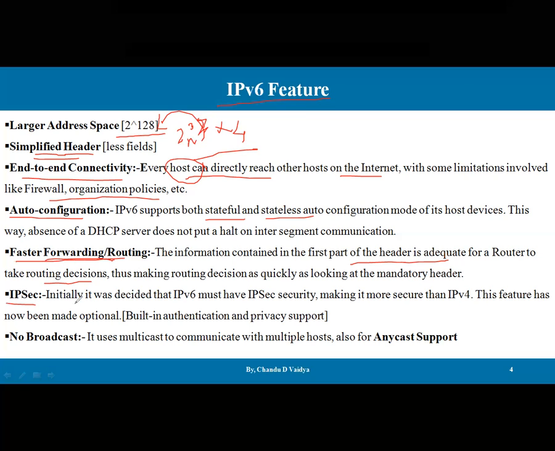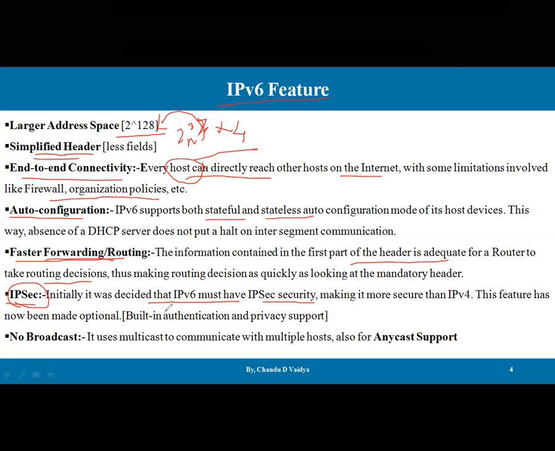Then IPsec, Internet Protocol Security. Initially, it was decided that IPv6 must have IPsec security, making it more secure than IPv4. This feature has now been made optional. Here, IP security is optional but more powerful. There are 2 to 3 protocols available: the Authentication Header protocol, the encryption protocol, and the association protocol. Using these, we provide IP security, and a separate extension header is also available for that. This is the best feature I can say.